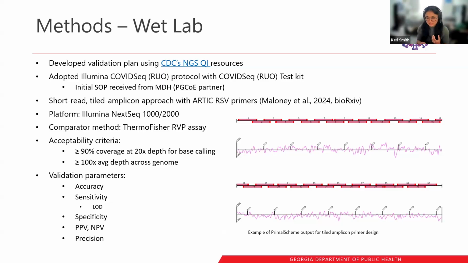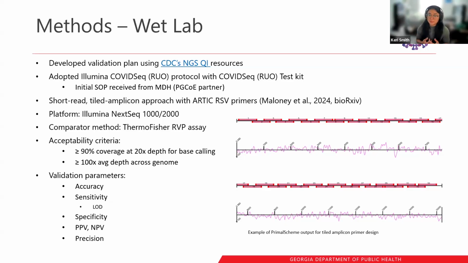During my initial literature reading and going through publications, looking at SOPs, we also reached out to Minnesota Department of Health, one of our PGCOE partners, and they were super kind to share their SOP on RSV sequencing. And from there, we finally went and adopted the Illumina COVID-seq protocol with COVID-seq test kit, just because we were already sequencing COVID, and it was very easy to just adapt into RSV. And all we did was switch out the primer sets.